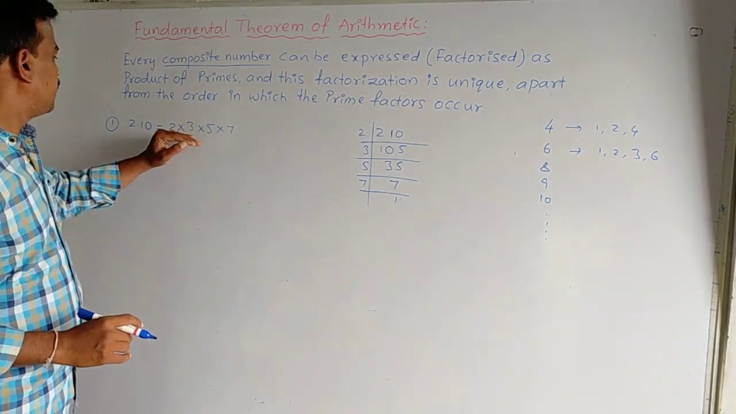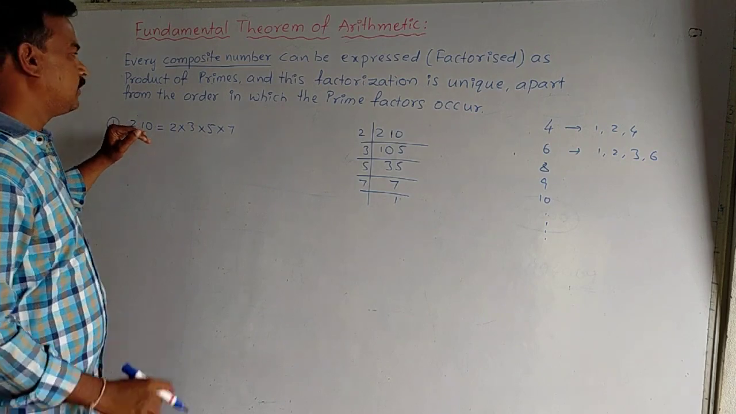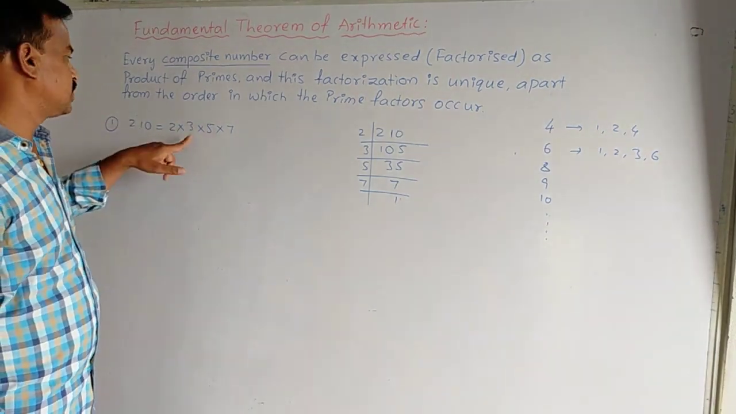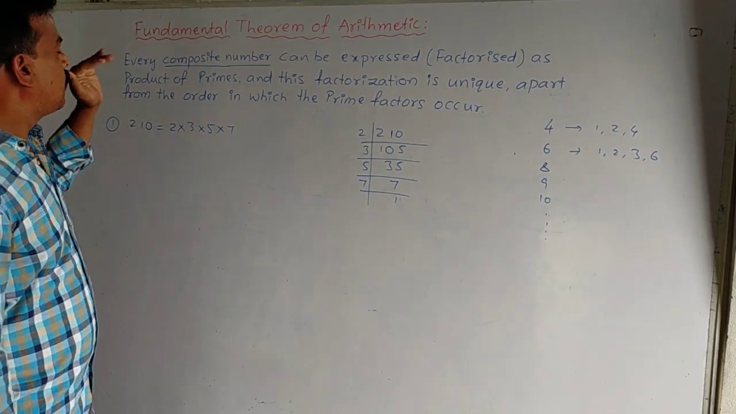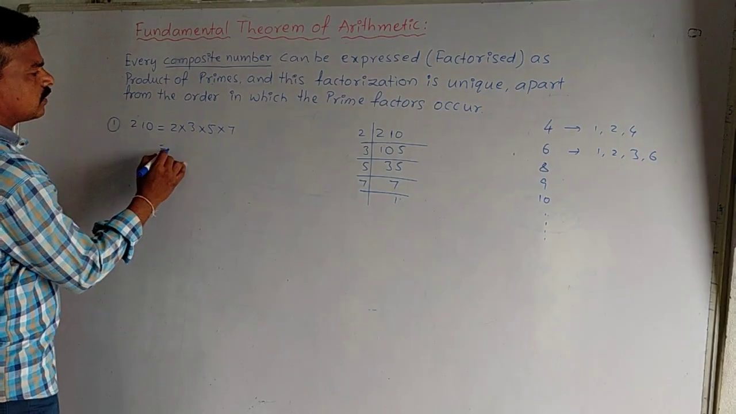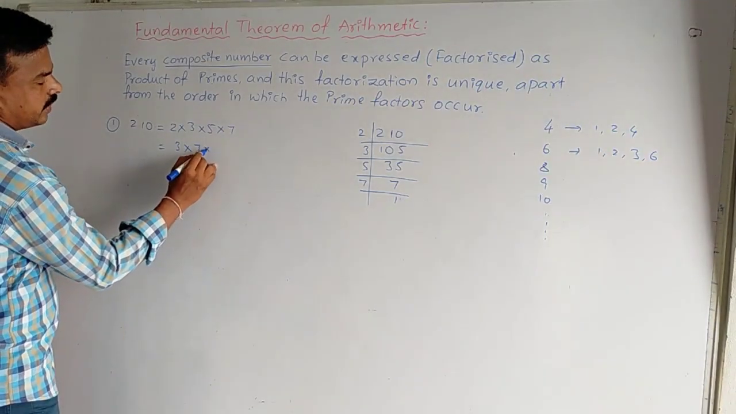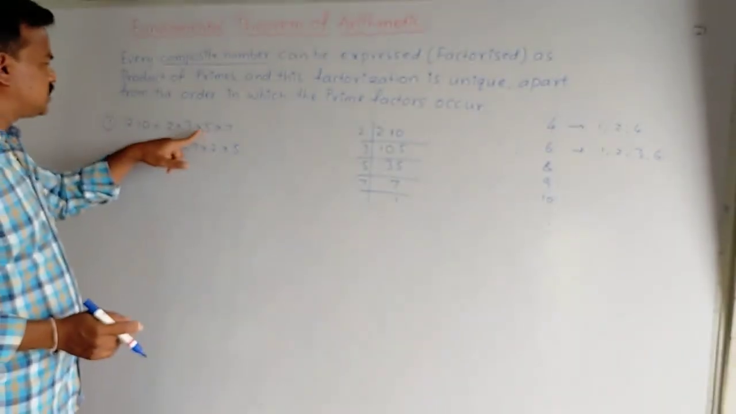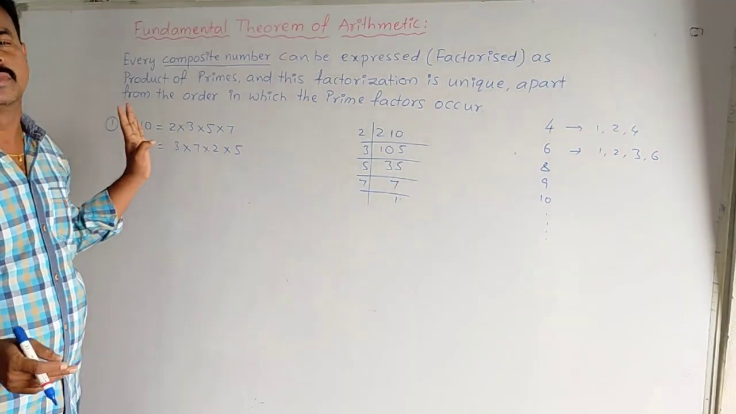This is the way of writing a number as a product of prime factors. This 210 is equal to this one. It is called prime factorization, and we can write it in this way only. Of course, we can also write this as 3 into 7 into 2 into 5. There is no change, we just changed the order of the prime numbers.